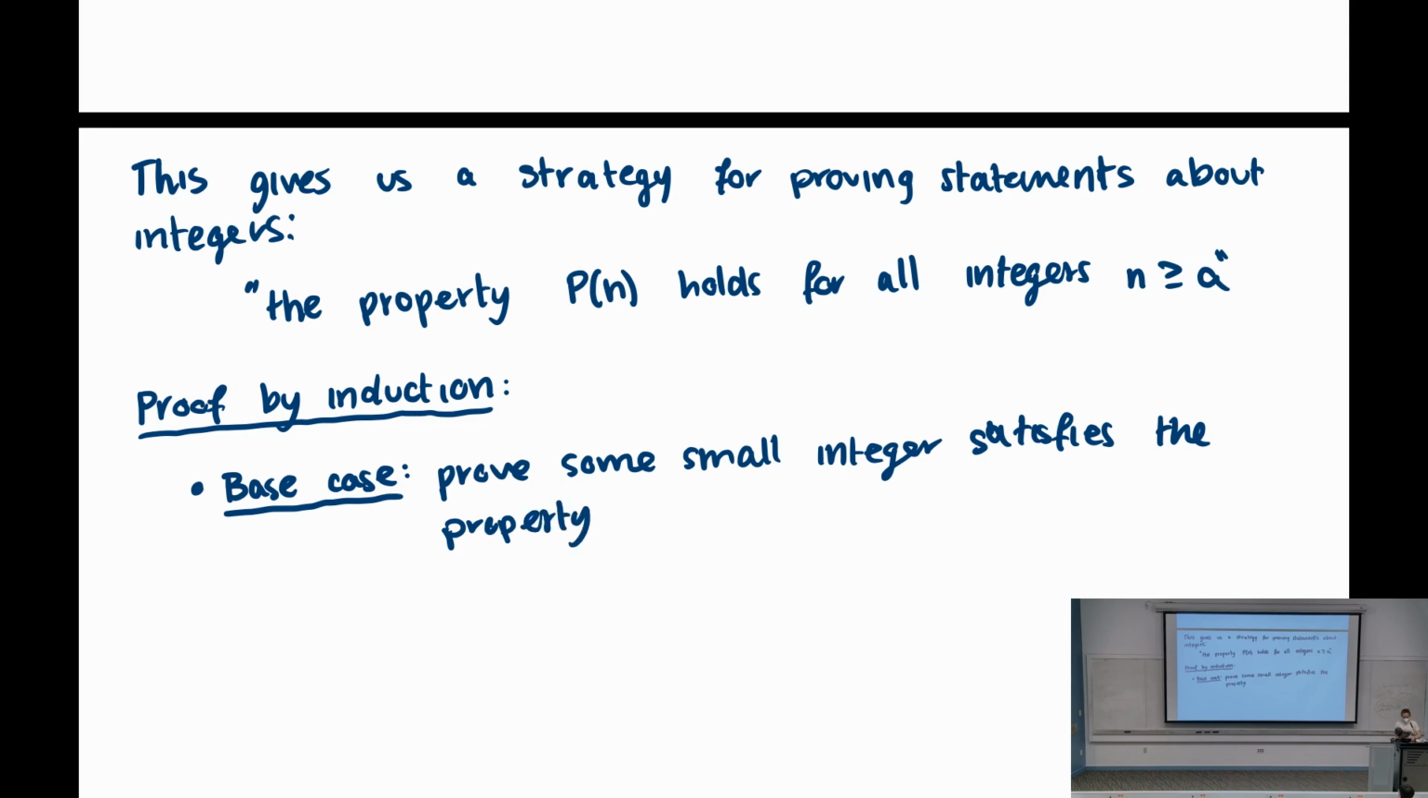And usually the small integer is, like, typically you take 0 or 1, but sometimes it's something bigger. And then the next step is that you then have to show that the set of integers that satisfy your property has that weird condition in the theorem. And this is called the inductive step.